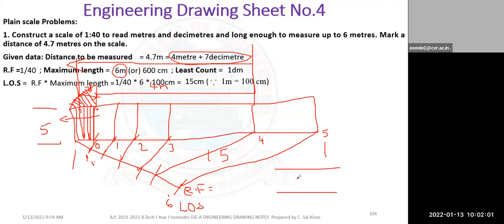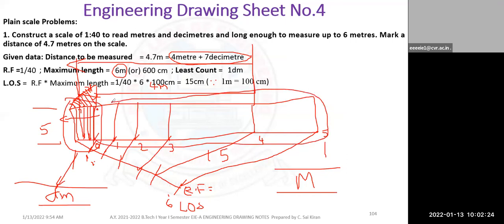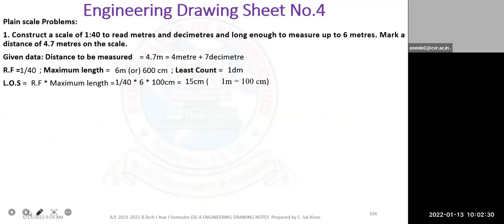The main unit is meters. So these are in meters: 5 meters, 4 meters, 3 meters, 2 meters, 1 meter, 0 meter. And next, this one is in decimeters: 0 decimeter, 1 decimeter, 2 decimeter, 3 decimeter. So this region is decimeters, and the region from 0 to 5 is the meters region. Like that you have to represent, and then your problem is completed.